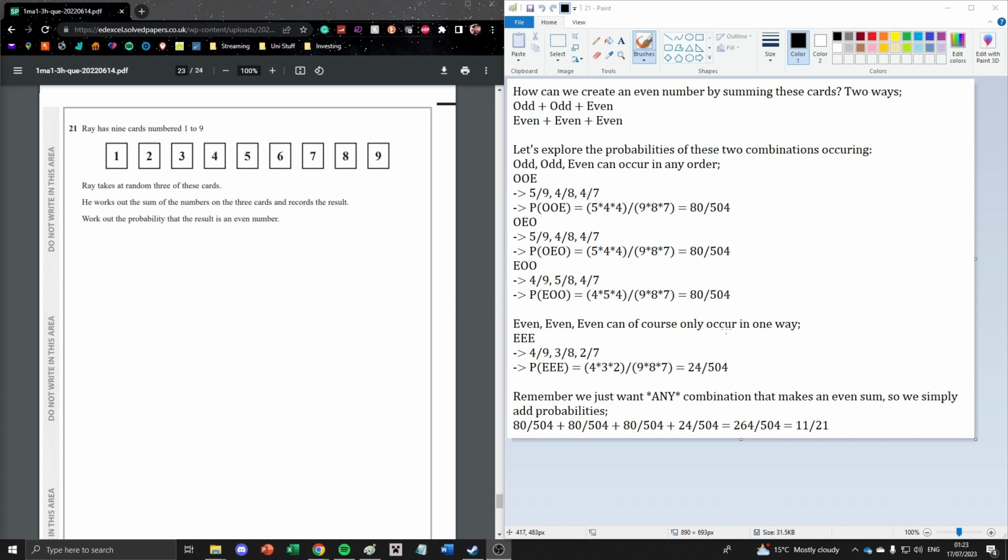Now, any of these different combinations can get an even sum. And so we want to add them together. When we're doing a sort of an OR statement in probability, we want to add those probabilities together. So we're going to end up with 264 divided by 504, or to simplify, the probability of the sum being an even number is going to be 11 divided by 21.